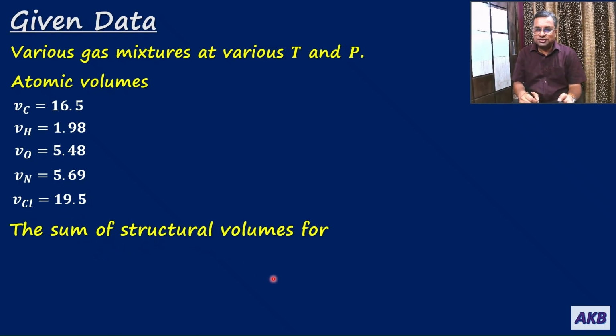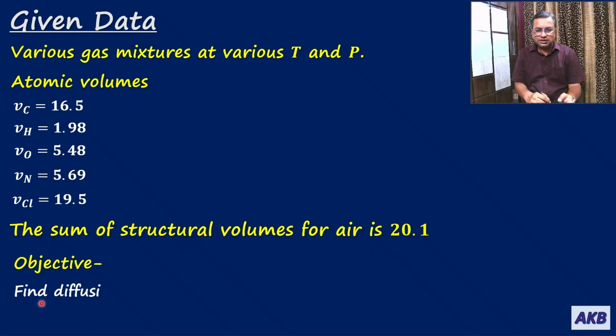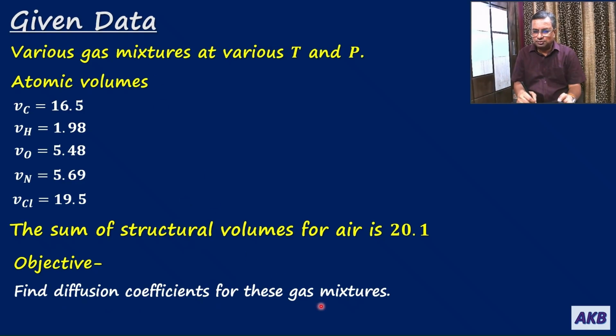The sum of structural volumes for air is given to us. It is directly given to us. It is 20.1. And what is the objective? The objective is to find diffusion coefficients for these gas mixtures at various conditions of temperatures and pressures. So this is the given data. Now let us move ahead and solve the numerical.